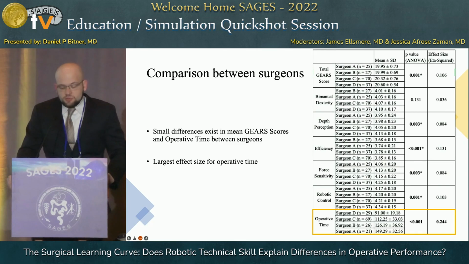These are the tabulated results of the ANOVA parameters. And see, most importantly, drawing your attention to the operative time has the largest effect size, meaning that the difference between surgeons was the greatest here and contributed most to the variability therein.